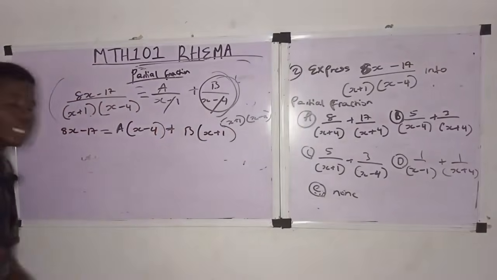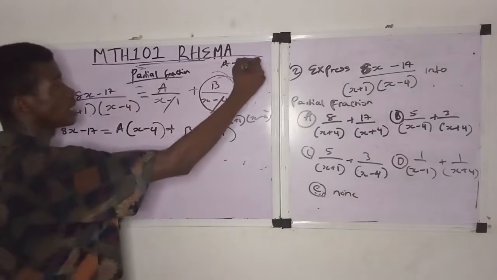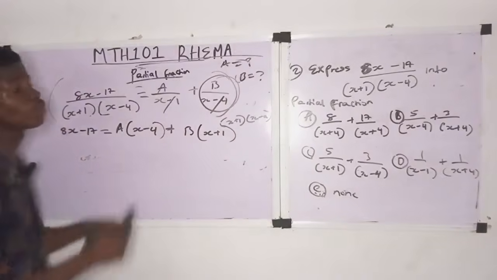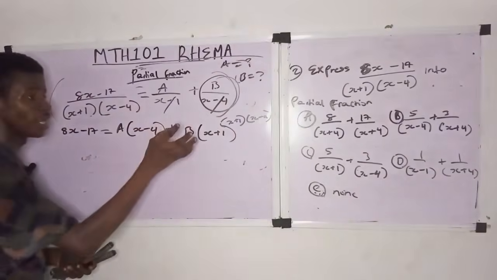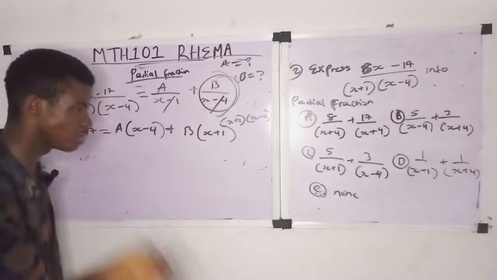Yes. What I'm going to do next, simple, we look for what? We don't know A, we don't know B. So we want to look for A and B. So let's look for A first. Now, in order to look for A first, we need to make B 0. I want to make B 0.